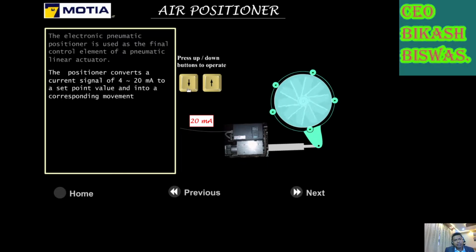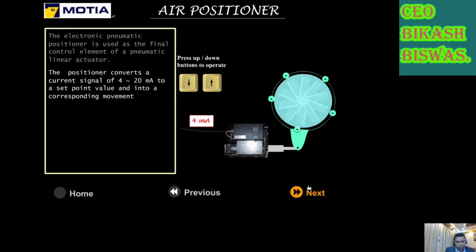Now if I reduce this, see, the current signal is getting reduced and the actuator is coming back to its normal position. So this is 4 milliamps. That means the actuator has gone to its normal position, zero position. When the boiler is stopped, there is no requirement for air. So in this position, the actuator is in zero position.